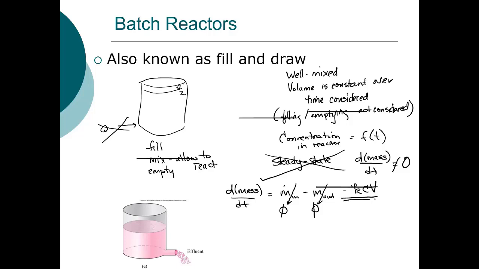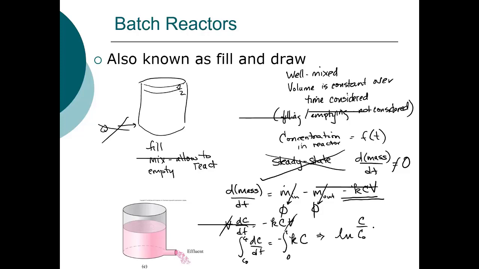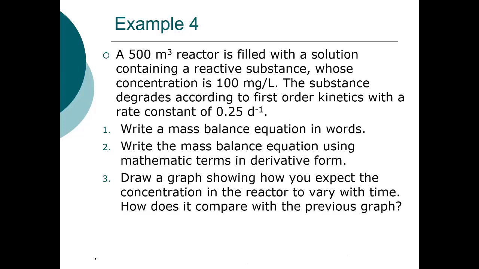The only term that we have then is KCV. So we have V dC/dt is equal to minus KCV. V cancels, and we have dC/dt is equal to minus KC. So if we integrate this from C0 to Ct, and from time 0 to time t, we end up with the expression ln C over C naught is equal to minus Kt, or C equals C naught e to the minus Kt. It's the same expression.